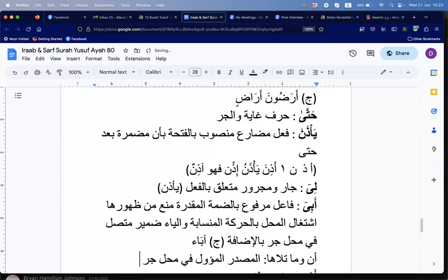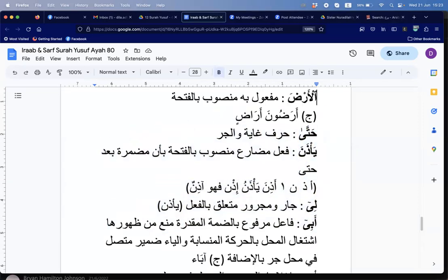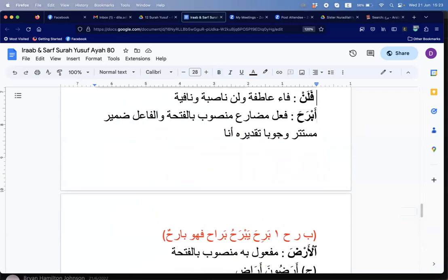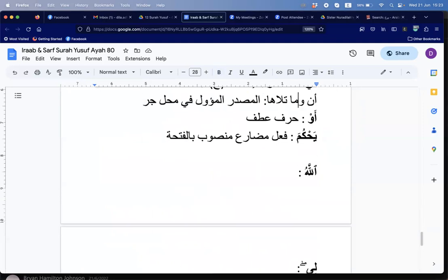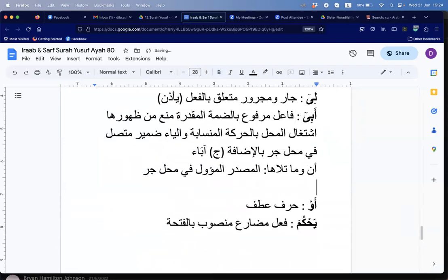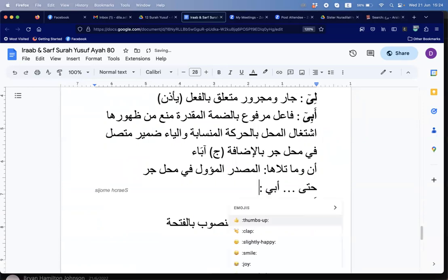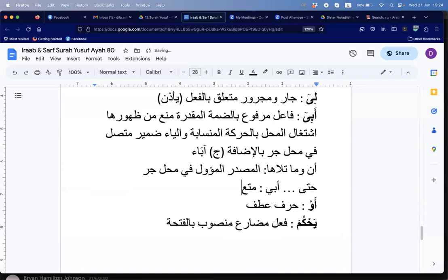Exactly. So the whole thing will mean, from the mutakallim, hatta ya'dhana li abi, until my father gives me permission. Hatta itself is a harf jar. It is muta'alliq to what? To what's before, abroha. Okay, muta'alliq to this fi'il here. So I'm going to make it clear: hatta, until, abi, is muta'alliq bil fi'il abroha.